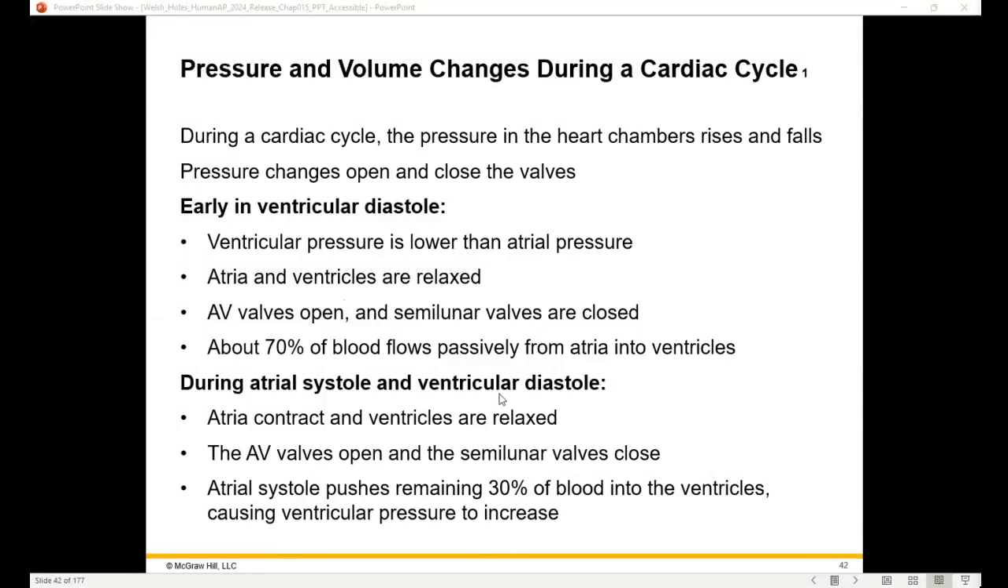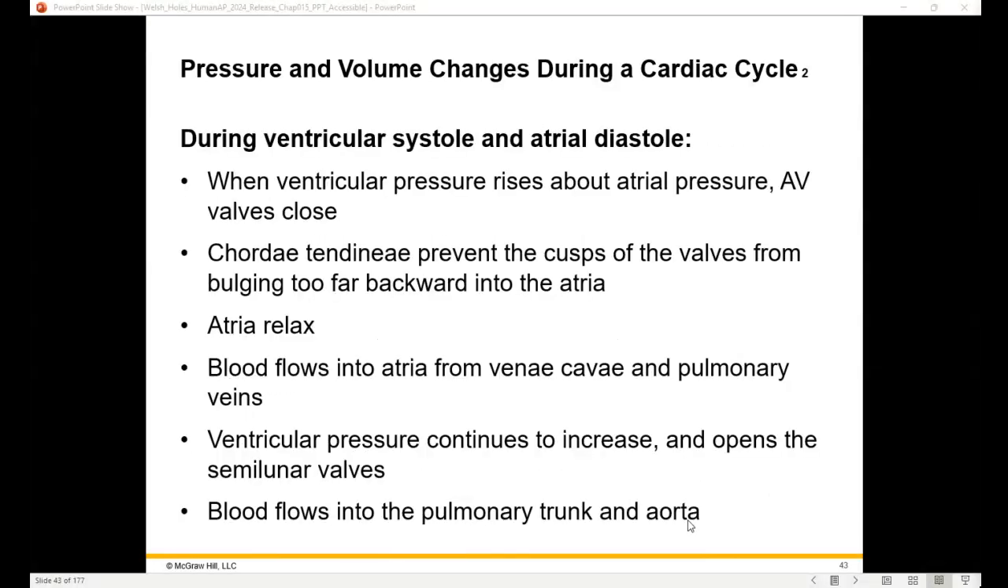During atrial systole and ventricular diastole, the atria contract and the ventricles are relaxed. The AV valves open and the semilunar valves close. The atrial systole pushes the remaining 30% of the blood into the ventricles, which causes ventricular pressure to increase.